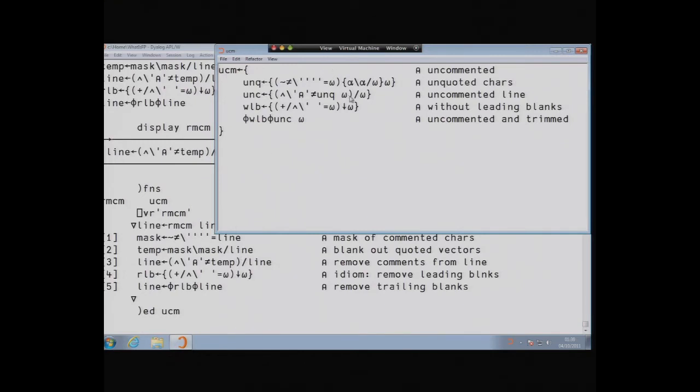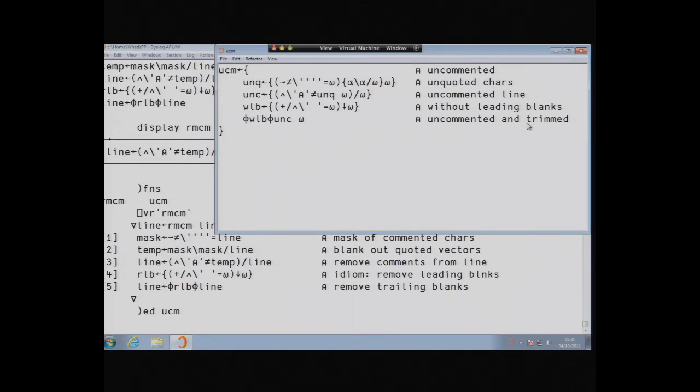I just want to compare. Wearing my functional programming hat now, this is how I would write this function. It's the same algorithms, nothing has changed, but the immediate thing is to run your eyes down the comments, and these tend to be uncommented, is I guess an adjective, is it? It's an uncommented line of APL. These tend to be nouns. This is a function that gives you the unquoted chars, a function that gives you the uncommented lines without leading blanks. So it's not saying do this, do this, do this. It's actually telling you what the result is.